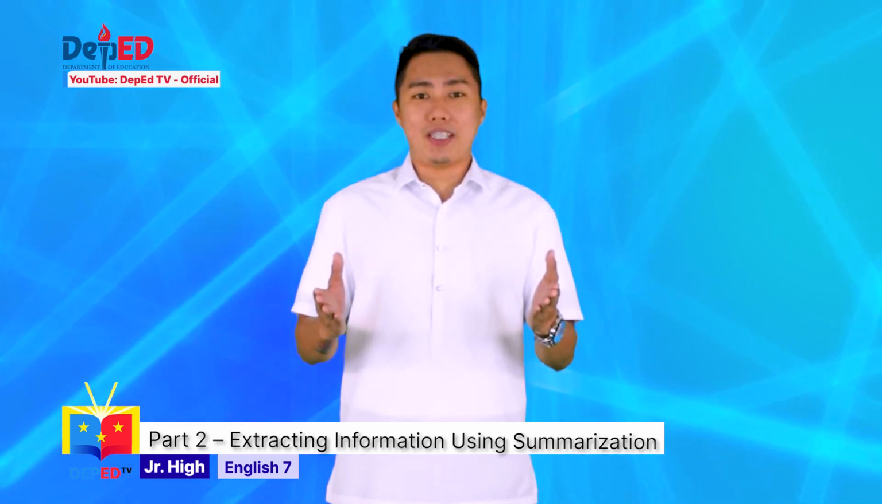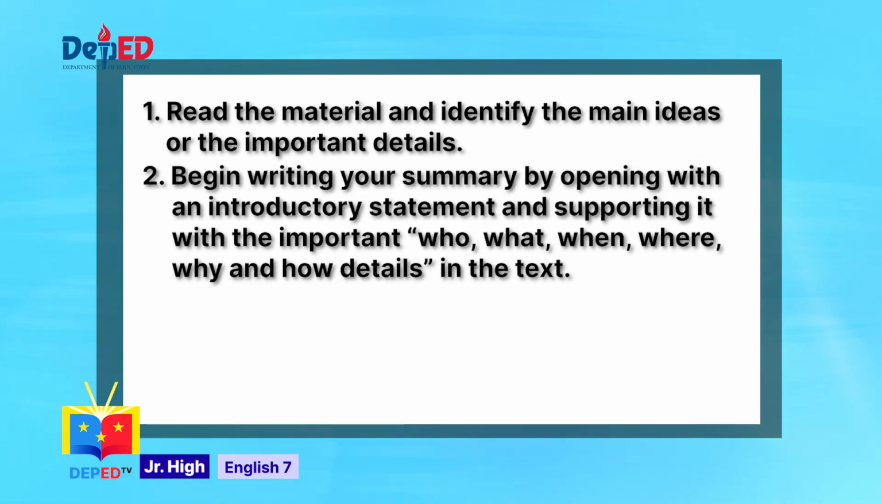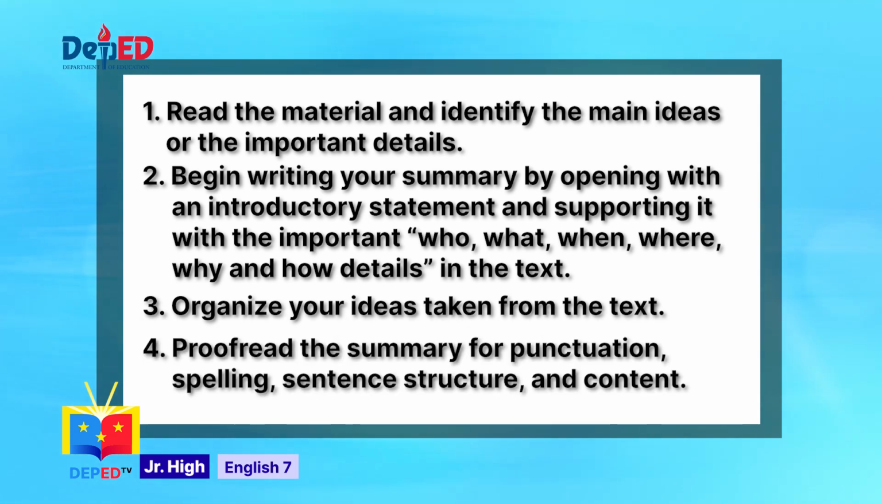Let's review the steps. 1. Read the material and identify the main ideas or the important details. 2. Begin writing your summary by opening with an introductory statement and supporting it with the important who, what, when, where, why, and how details in the text. 3. Organize your ideas taken from the text. And proofread the summary for punctuation, spelling, sentence structure, and content.